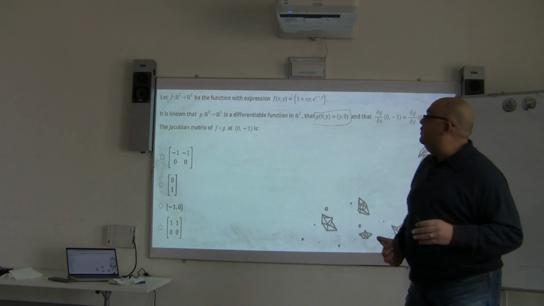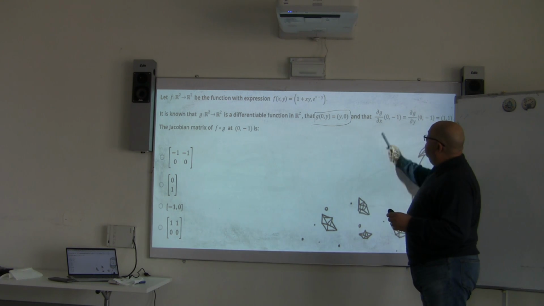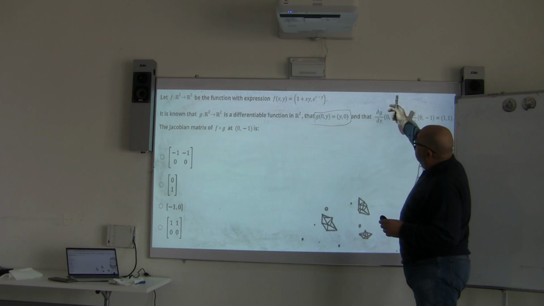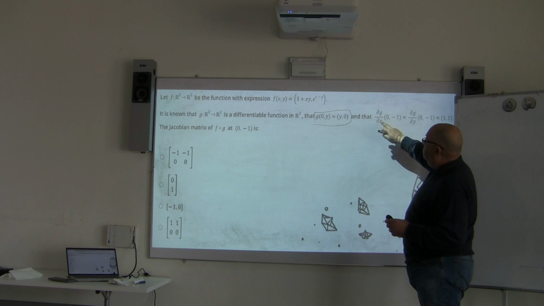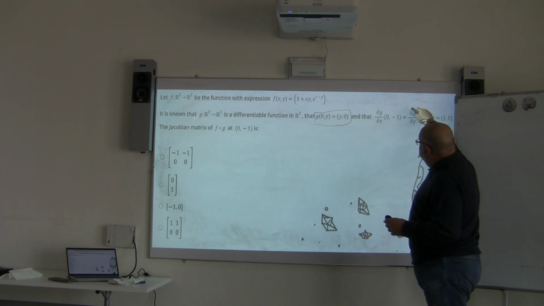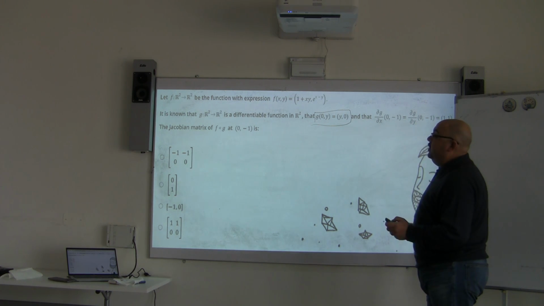You read me? That's the function. And also he gave you partial g partial x at (0, -1), and partial g partial y at (0, -1). The value of the first derivative of g with respect to x at (0, -1) is equal to (1, 1). And similarly, the derivative of g with respect to y at (0, -1) is also (1, 1). So you already have the results.